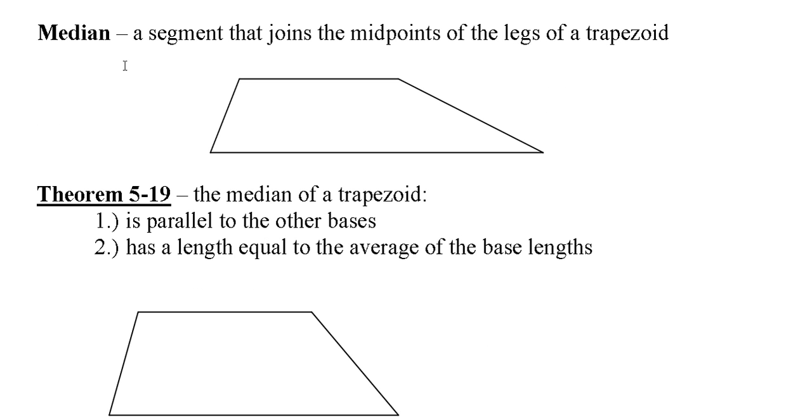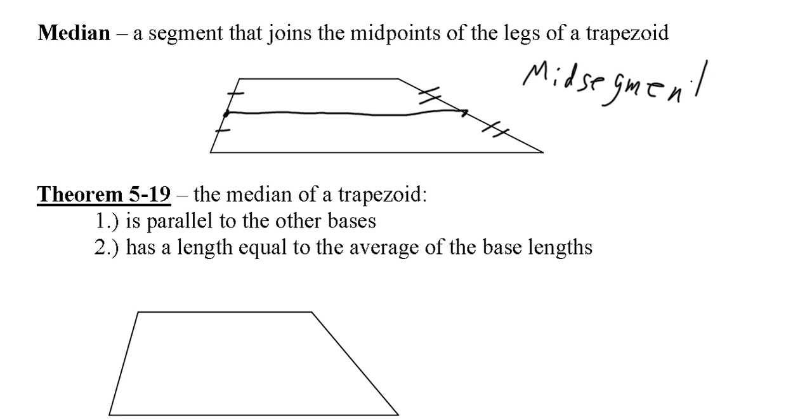Next, we're going to talk about a median. Now, a median is a segment that joins the midpoints of the legs of a trapezoid. So the median of a trapezoid would go from here to here, because we're going to connect the midpoint to a midpoint, and we would go all the way to there. Some people would call this a mid-segment of a trapezoid. In our book, it's defined as a median.